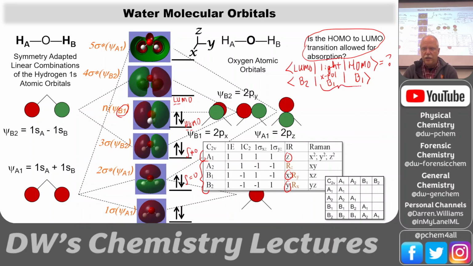So we can combine these two here using the direct product table. B1 times B1 is A1. In fact, you could look at the diagonal and see that anything times itself of the same symmetry is going to give you A1. It's because all of these minus ones cancel, right? So I take B1 row times B1 row, that's minus 1 times minus 1, and minus 1 times minus 1, and I get all plus 1s. So you can verify that. So this gives me A1.